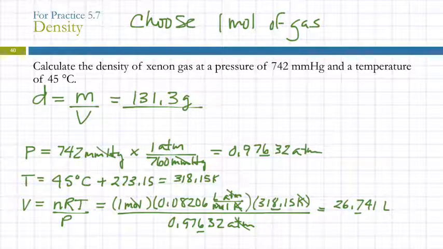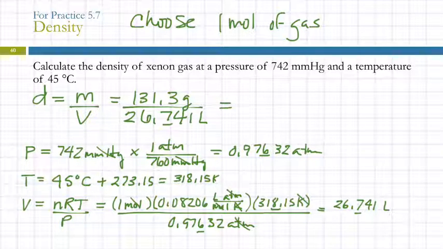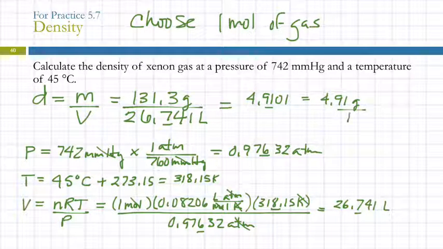So then I plug that into my density equation. 26.741 liters. So I've got 131.3 divided by 26.741 equals 4.9101, which equals 4.91 grams per liter. That's the density.